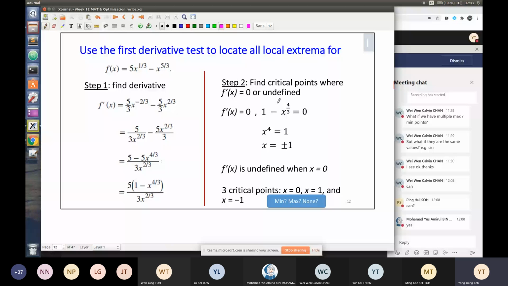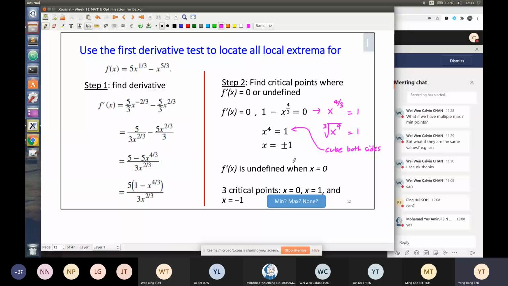All right. Then subsequently, you bring the 1 across and you get x to the power of 4/3 equals 1. So if you have x to the power of 4/3 equals 1, this is a cube root, right? So this is really just the cube root of x to the power of 4 equals 1. So then you cube both sides. When you cube both sides, you get x to the power of 4 equals 1.